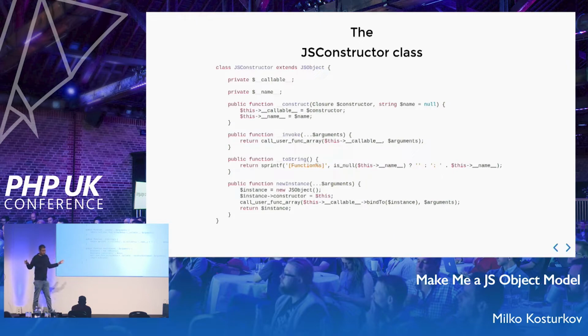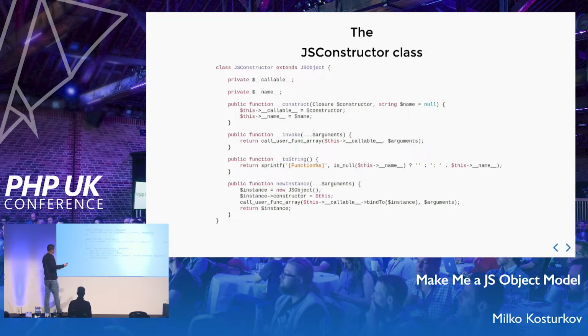That's it. Pretty straightforward. We're going to add this toString here. It's really not that important, but we just want to emulate. So if we want to log the JS constructor, it will give us function, and if there is a name, it will have the name, or if it doesn't have a name, it will be just function.